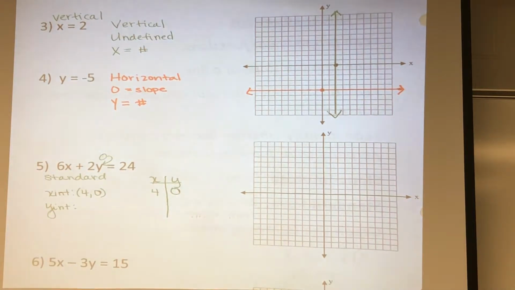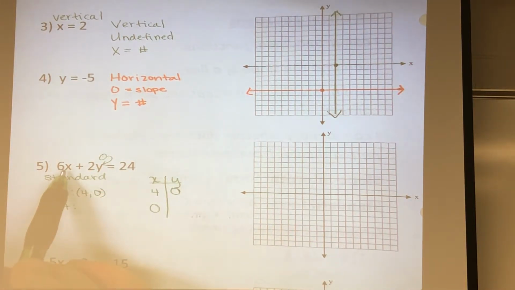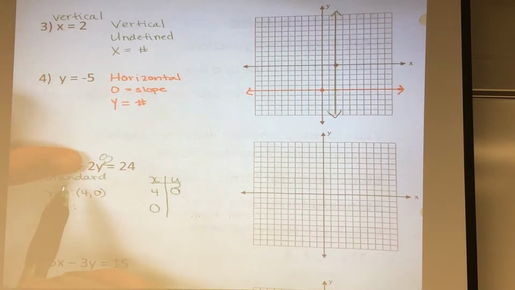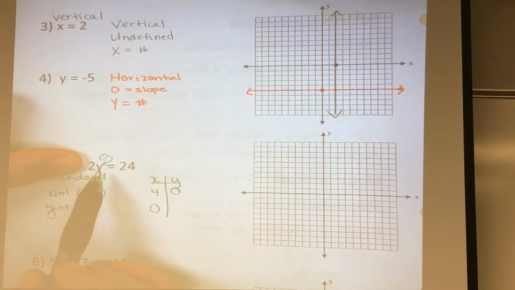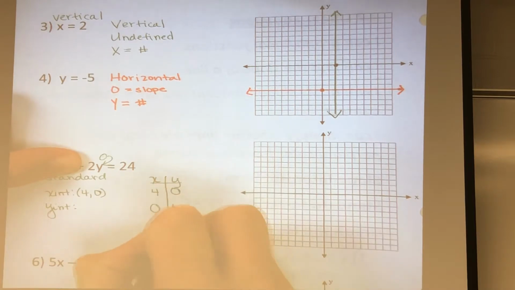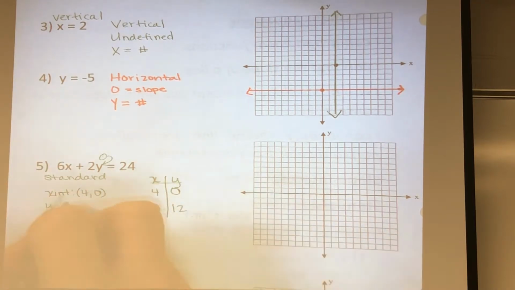We'll do the same thing for the y-intercept, except this time we're going to put a 0 in for x. So 6 times 0 is 0. That goes away. So all we have left is 2y equals 24. Divide both by 2, and we get 12. So our y-intercept is 0, 12.